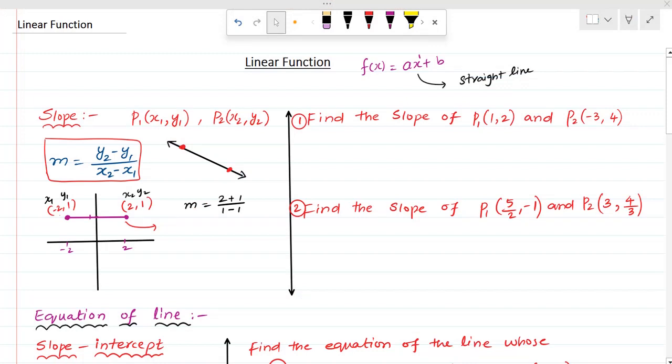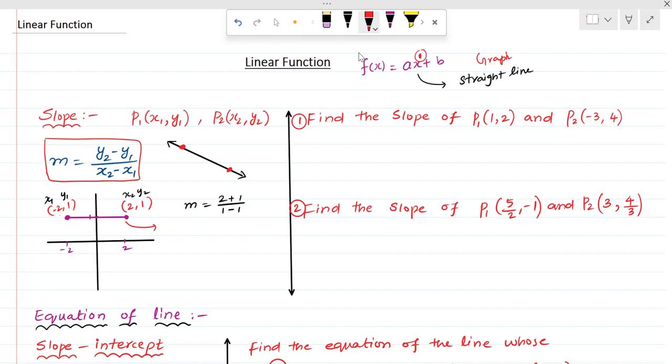In this video, we are going to discuss the linear function. The linear function is f of x equal ax plus b. The power of x is 1, so we call this a linear function. The graph of this function looks like a straight line. Throughout this topic, we will discuss the straight line.